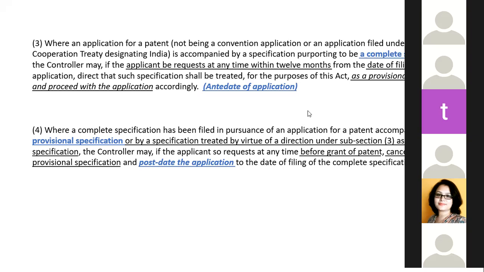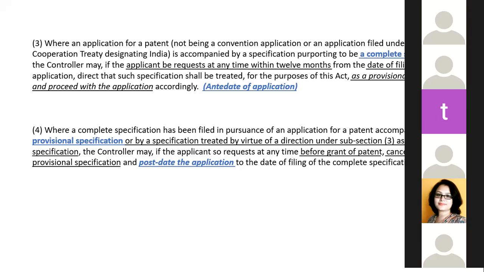अगर मैंने इसको PS में कन्वर्ट किया है, so I still have 12 months of time for filing the CS. So additionally I get the time. I'm buying the time.